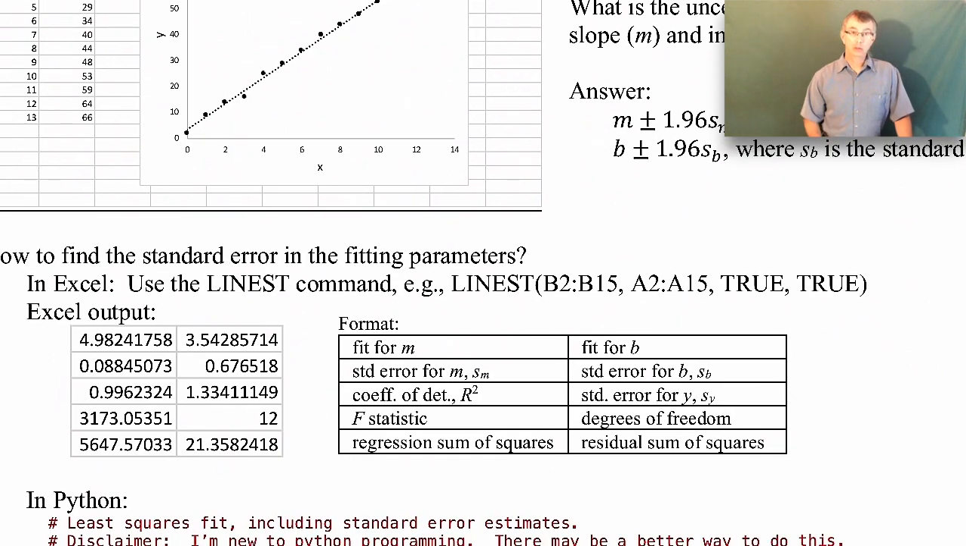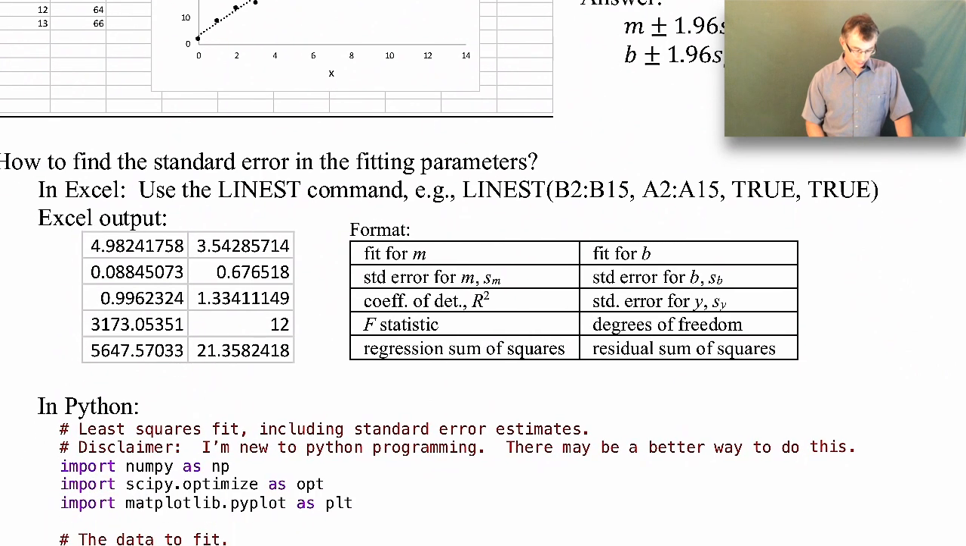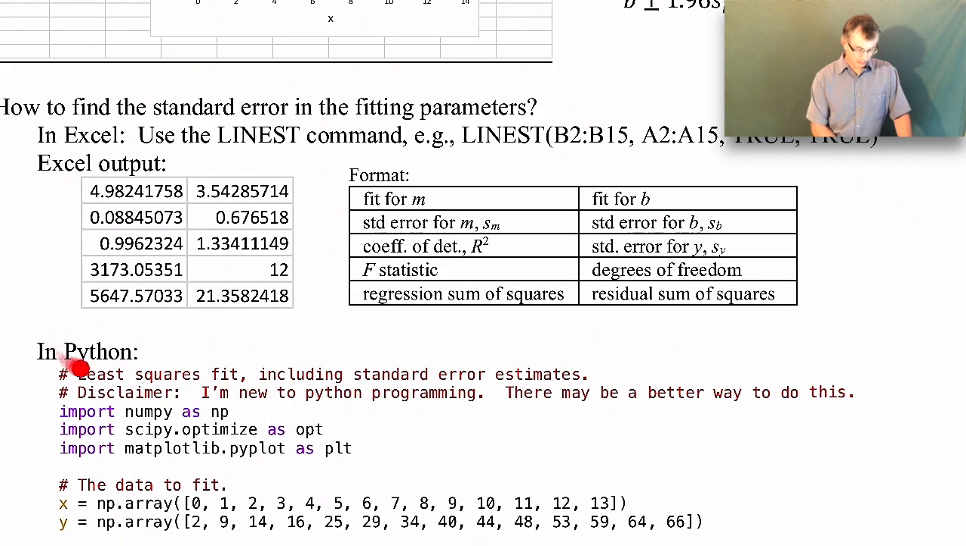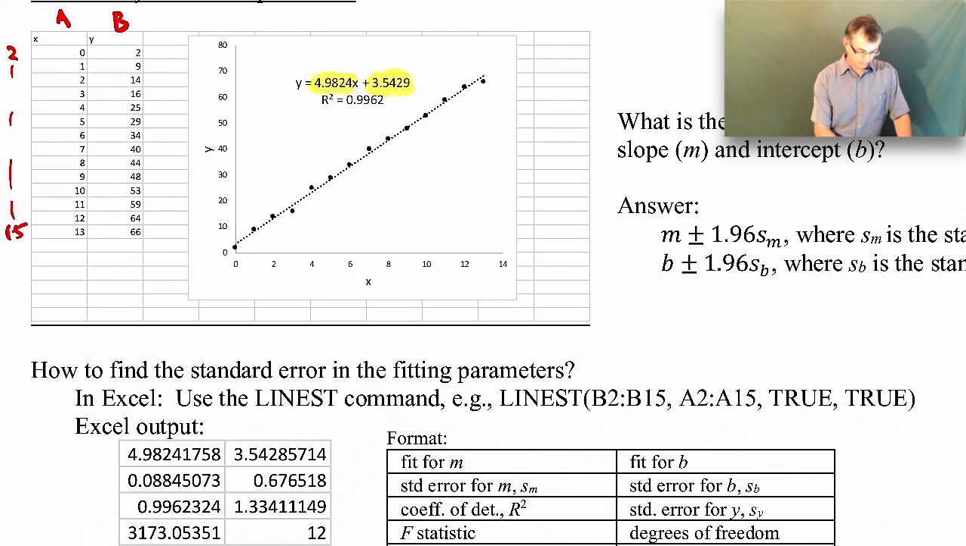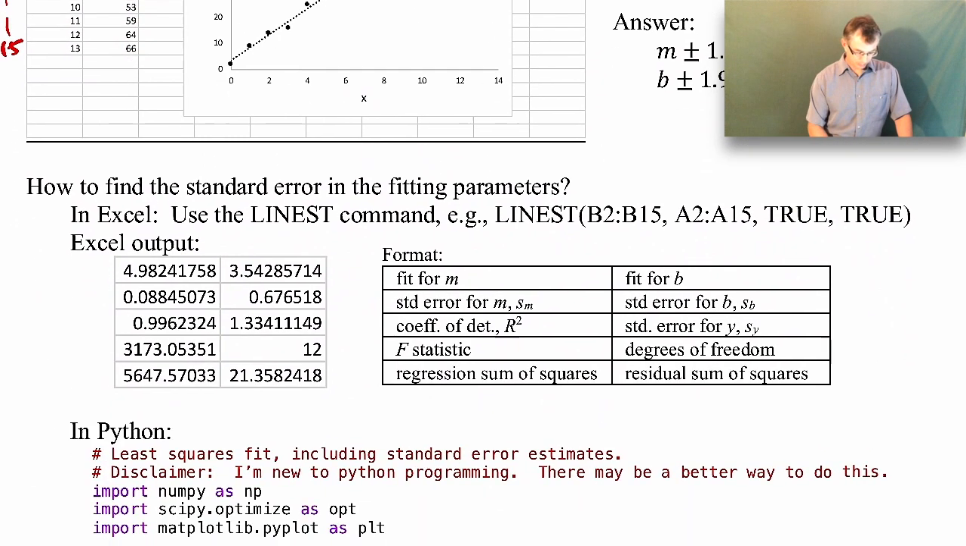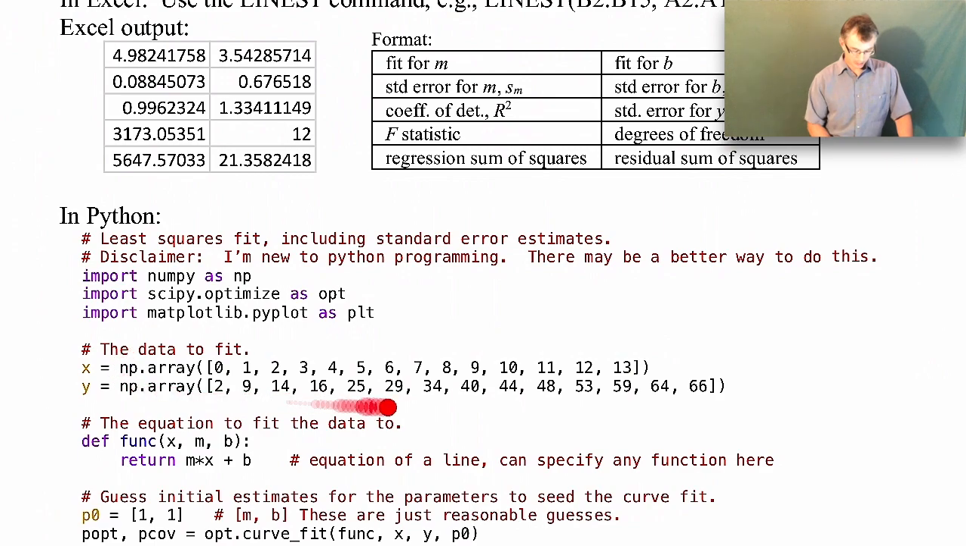So that's the way you can do it in Excel. And then I've actually also written a Python script to do these kinds of calculations. What the Python script does is read the data. Here I've just taken this data and directly programmed it into my Python code, but you could imagine reading in a data file instead.